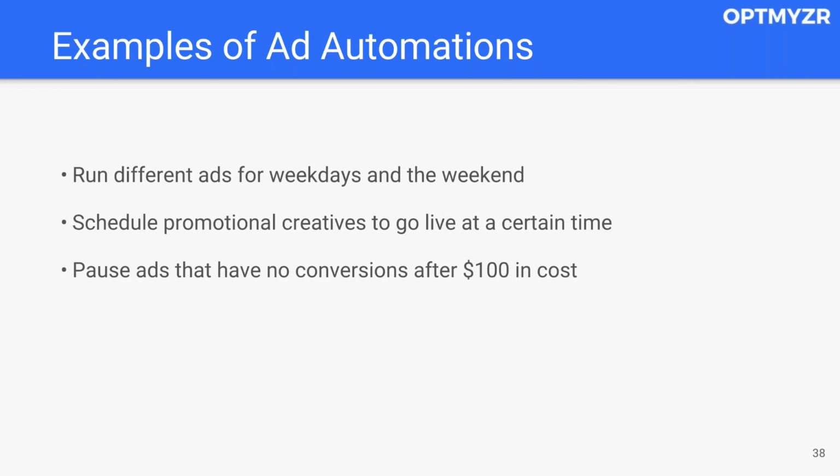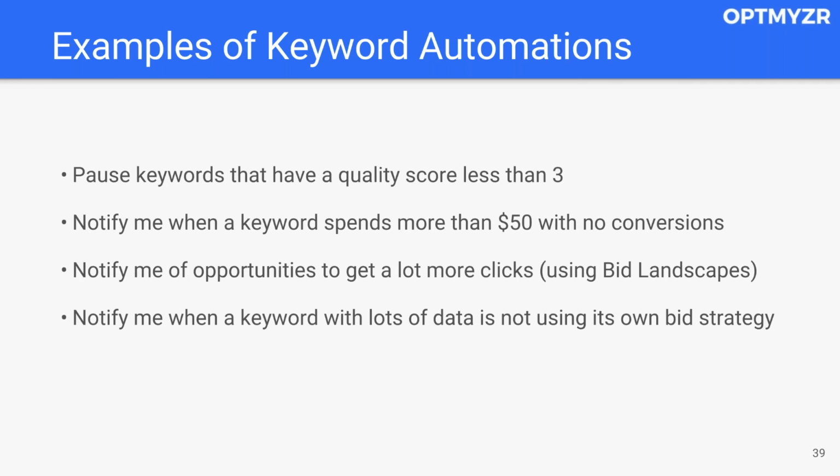So that's some of the stuff you could do with tools like Optmyzr or with stuff like AdWords scripts. So I'm not going to cover all of these in detail, but the slides will be shared tomorrow so you can see the automations. But when it comes to ad automation, running different ads on weekdays and weekends is very simple to set up. You can schedule promotional creatives to go live on a certain date, and you could pause ads that are not delivering conversions after a certain amount of spend.